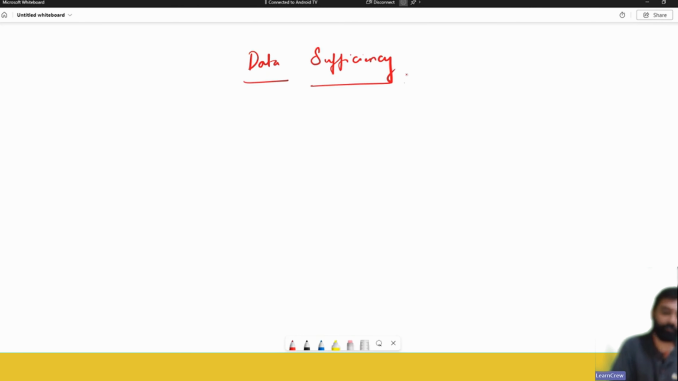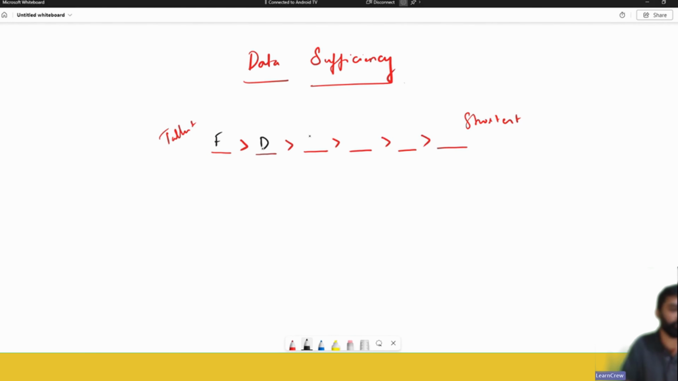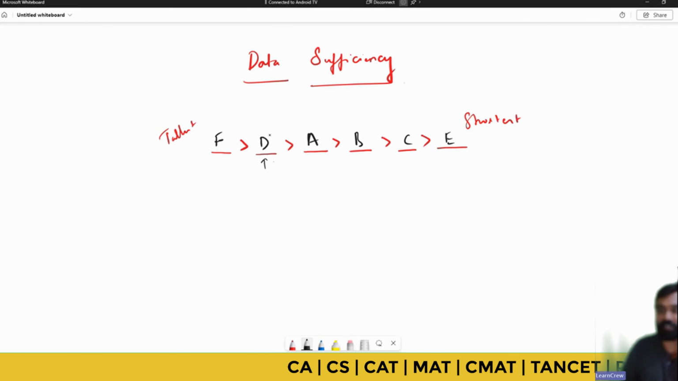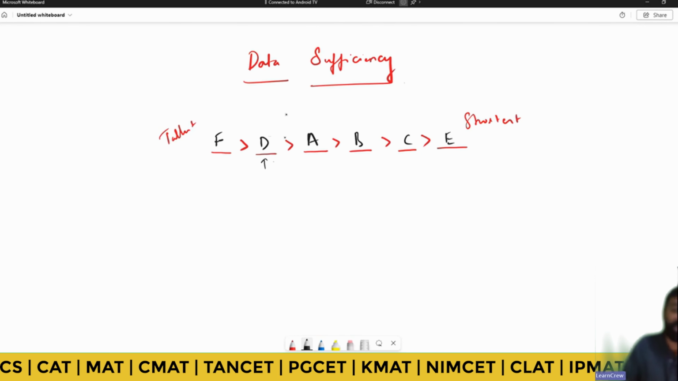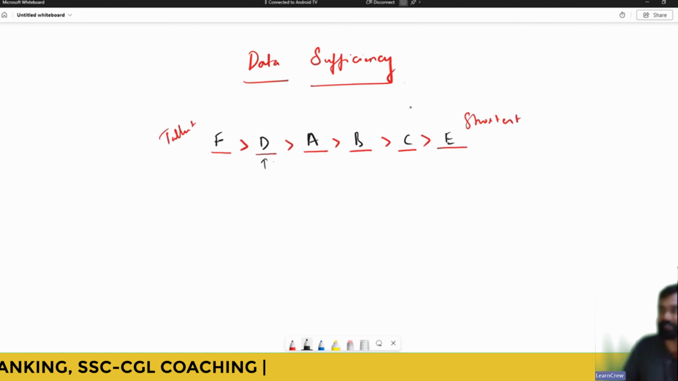For example, if something is given of this sort: there are 6 people, and here we have the tallest, and here we have the shortest, so it goes in decreasing order. I am telling you randomly, what statement can you give for D? Second tallest. So D is the second tallest, or D is shorter than only 1 person, or D is taller than 4 people. You can tell. So all these are statements.